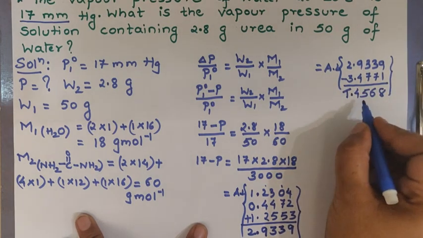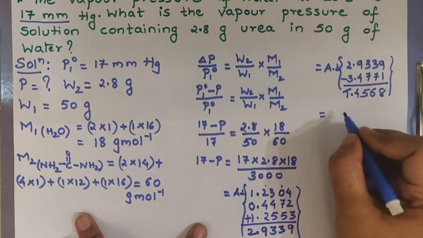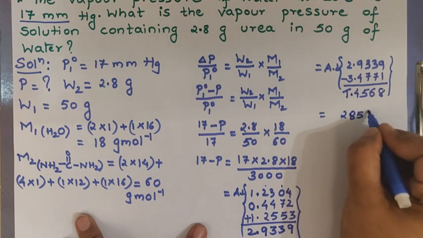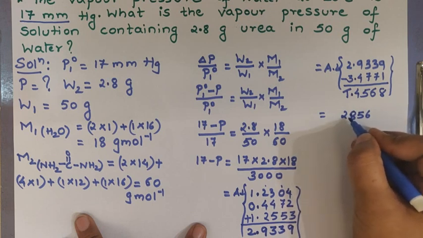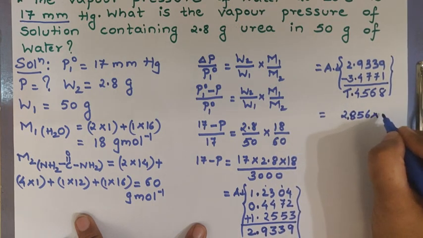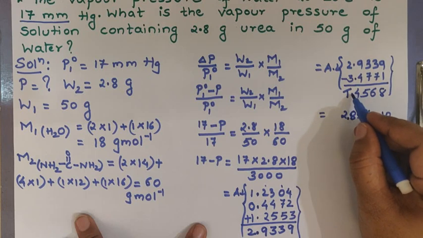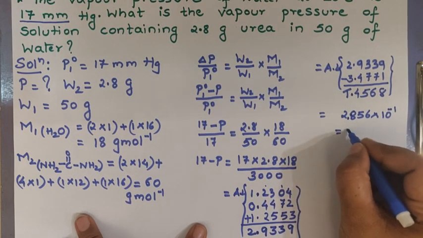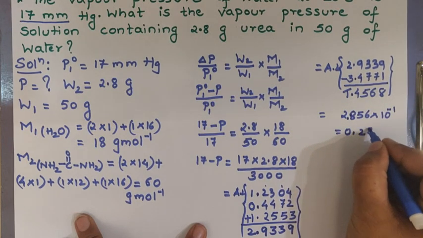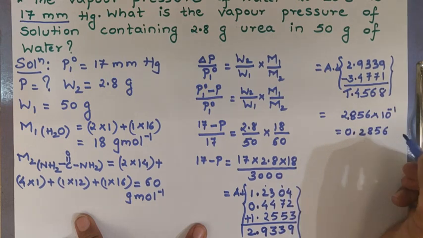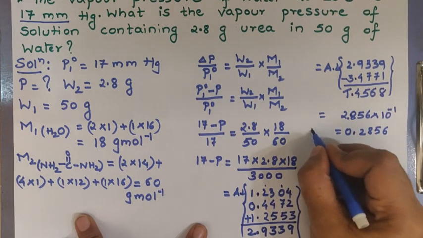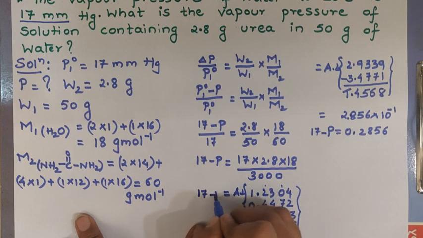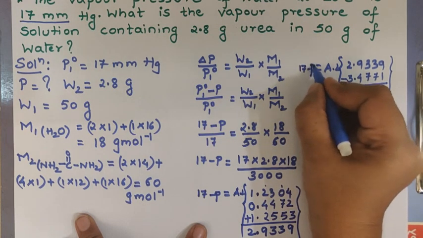Now what we do is we take its anti-log, and its anti-log comes out to be 2.2856. Then after one digit we put a decimal directly, multiplied by 10 to the power. Now whatever is before this decimal, that is our power. This is raised to -1. So this comes out to be 0.2856. But we are not yet done. This is equal to 17 minus P. If you observe from here, this is nothing but our 17 minus P equals to. Okay.